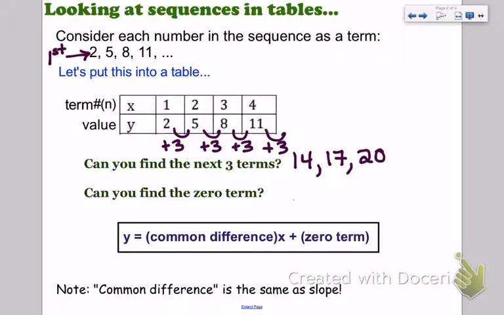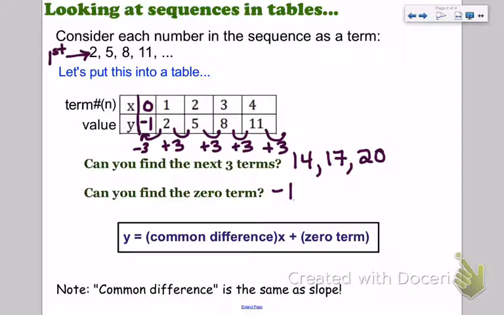What this is asking us for is finding the 0 term, and this is something that we did in one of our previous chapters. And what this means we have to do is work backwards. So if I added 3 going to the right, if I'm going left, I need to subtract 3. So 2 minus 3 is negative 1. So our 0 term is negative 1.